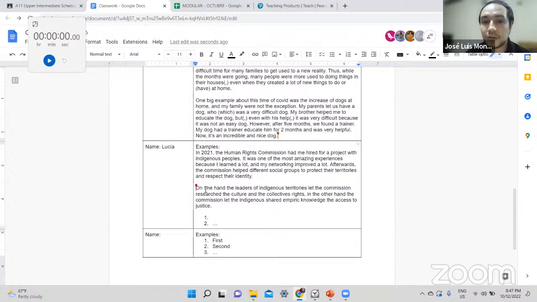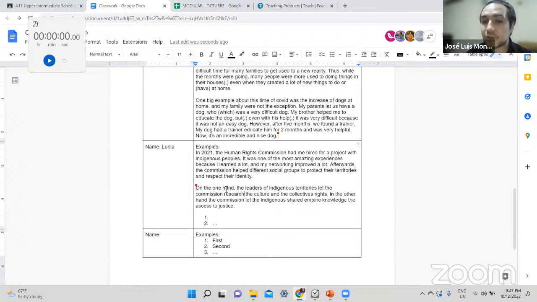Good. Here, you need to say "on the one hand." Okay, that's going to be the expression. On the one hand, comma, the leaders of indigenous territories led the commission research. Remember, if you want to use a causative verb here, you're going to use the base verb. Okay, so let the commission research the culture and the collective rights.